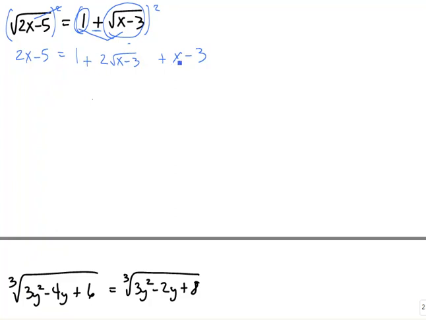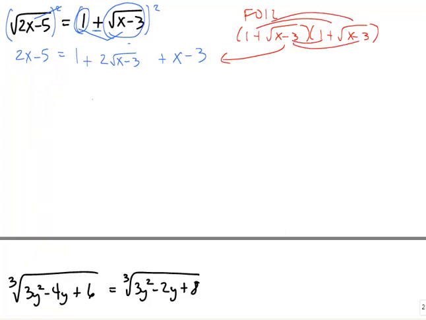So these terms here are exactly what you would get if you were to FOIL out 1 plus root x minus 3 times 1 plus root x minus 3. So you would get all of these terms if you did it the long way. Okay? So now we want to clean all this up.